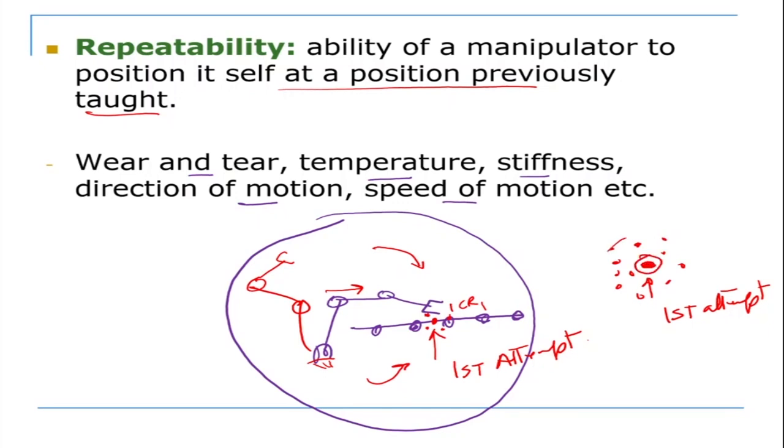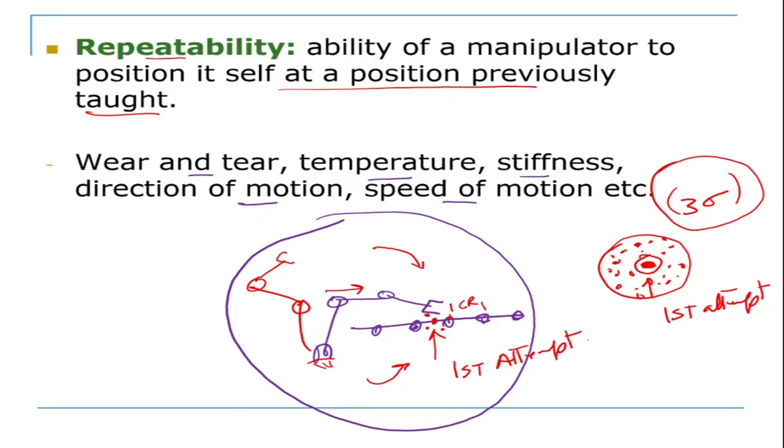So at the end of the day, if this is my desired position, I'm getting a region in space in which the robot positions itself at every attempt. And then what do we do? We take the deviation and we take 3 sigma of the errors. I'm able to teach it here, but it is not going back there, it is going somewhere near there. And what is the range inside which it is going to go? It is going to go within 3 sigma. And this is basically called my repeatability, okay?